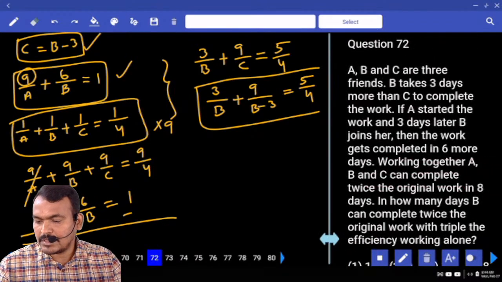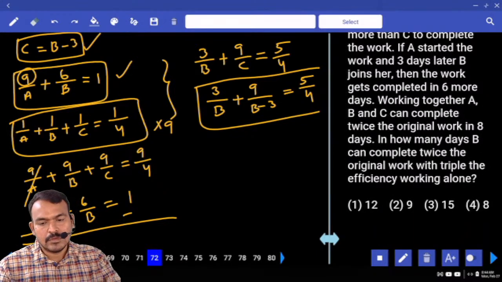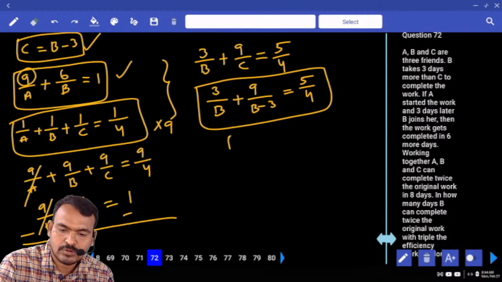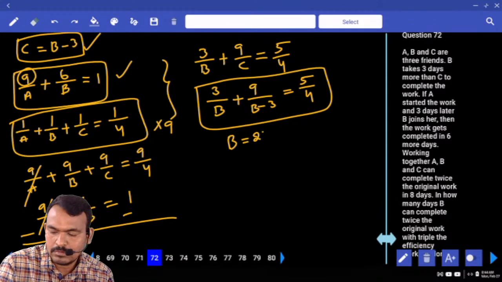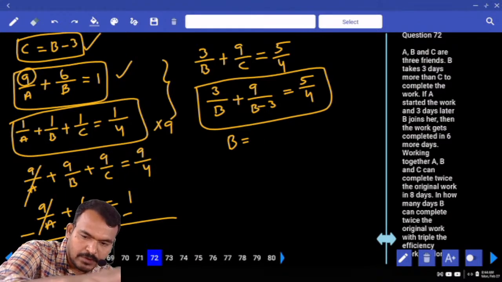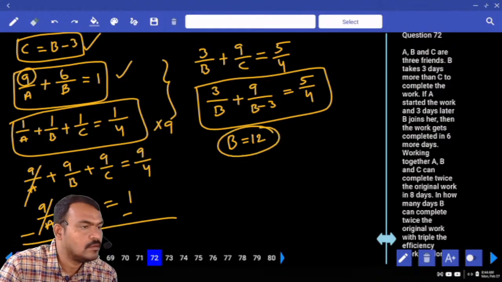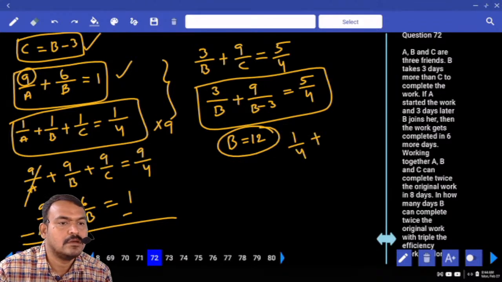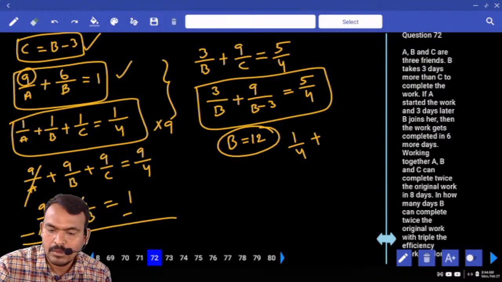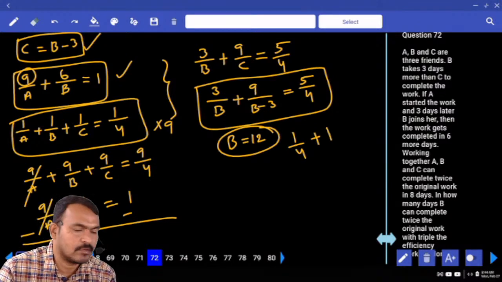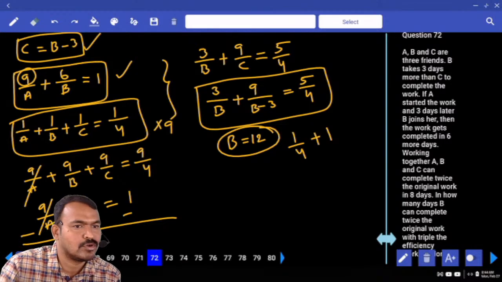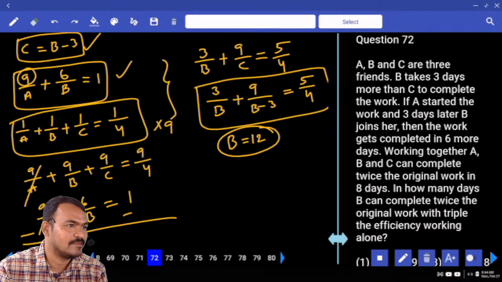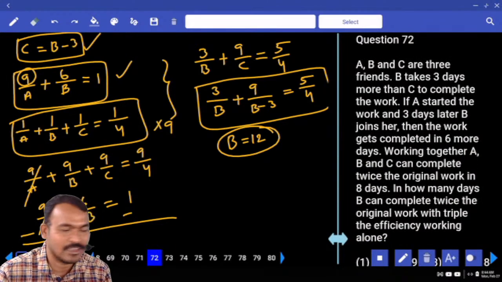Okay, simplify this one and we get the B value. Suppose we substitute the B value 20. Substitute the B value 12. 3 by 12 means 1 by 4. 9 by 9, how much? 1. 1 by 4 plus 1 is 5 by 4, because one is 100%, another is 25%, 125%. So B must be how much? 12. The question is not completed. We get B alone in how many days? 12 days.